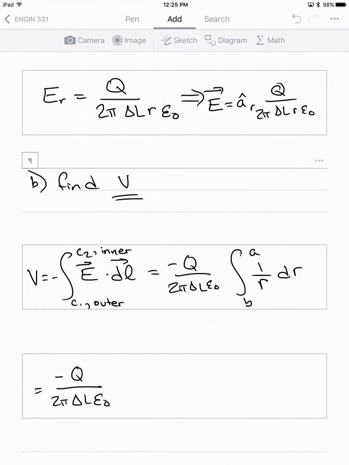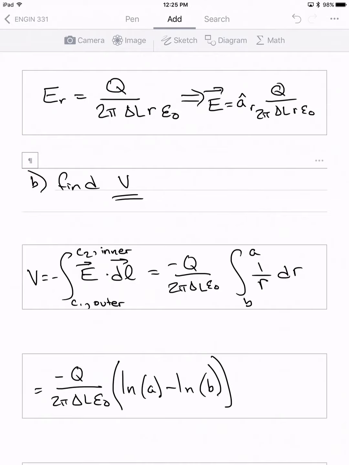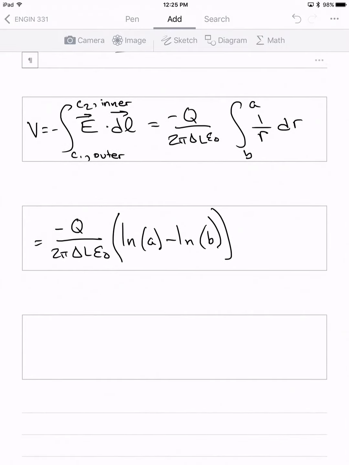So the integral of 1 over r is ln of r. So we're going to have ln of A minus ln of B. And because of our natural log identities, first of all, we're going to cancel out this minus sign and swap the order of these things. So that's going to be minus ln of A plus ln of B. Then we're going to write all the constants down again, q over 2 pi delta L epsilon naught. And then combine our two natural logs into one, because when you subtract natural logs, it looks like division in the argument. So that's ln of B over A.